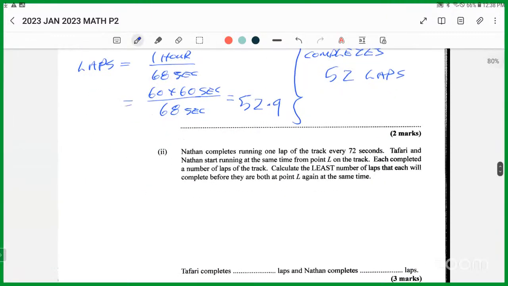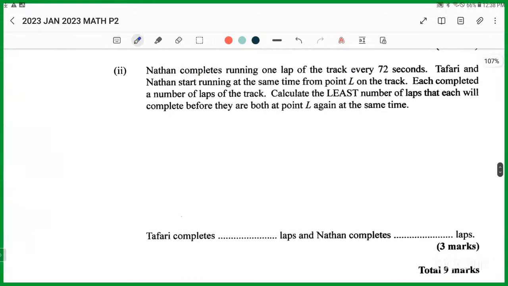All right, next one now. It says Nathan completes running one lap every 72 seconds. So he might go slower, right? So one person is going at 68, this person at 72. So Tafara is going faster, isn't he? So Tafara will complete more laps. Tafara and Nathan start running at the same time, but Tafara will go faster because he's completing a lap in less time, right?